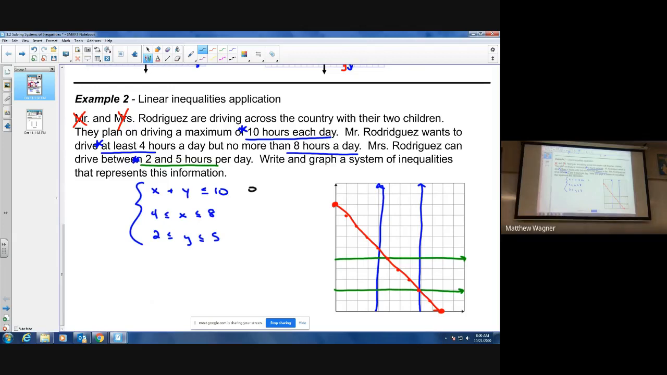my red line. So I'm going to test 0, 0. If I plug in 0, is 0 less than or equal to 10? Yes, it is. So I'd want to shade the side with 0, 0 on it, which means I'm shading below the red line, and again, between the blues and between the greens. So that's the solution to this system.